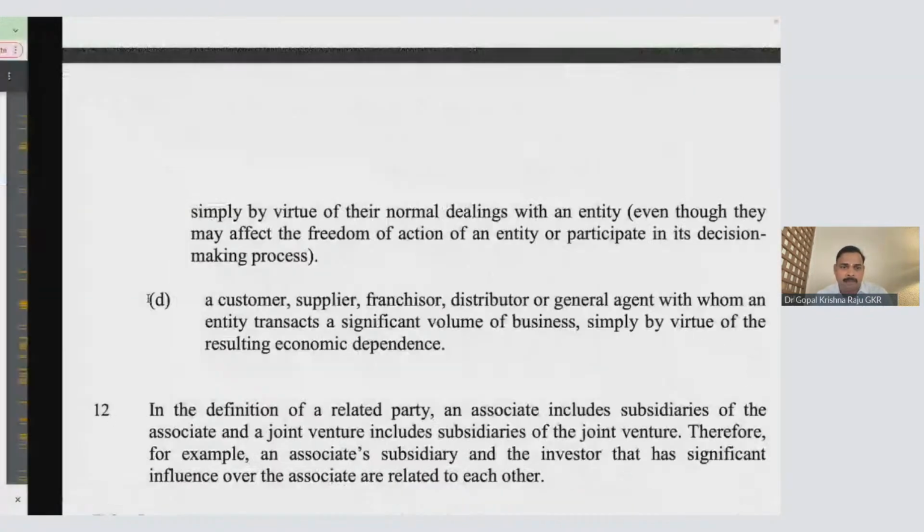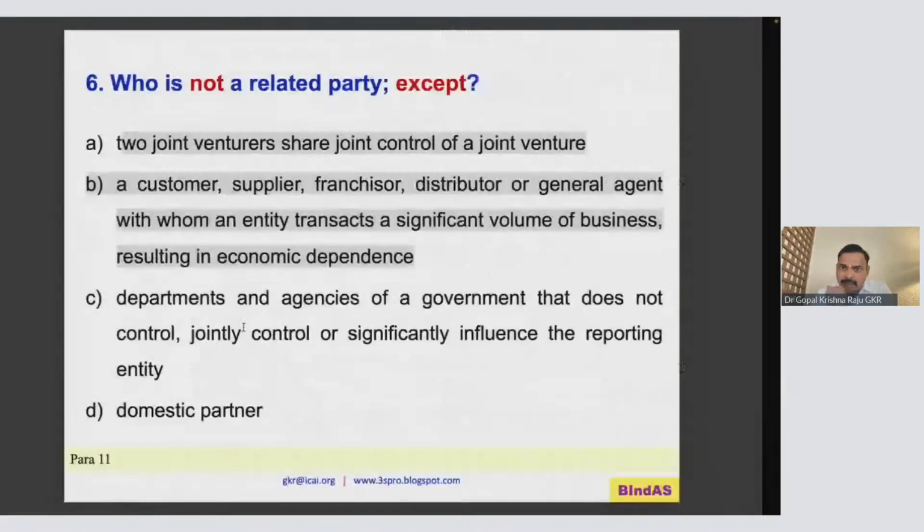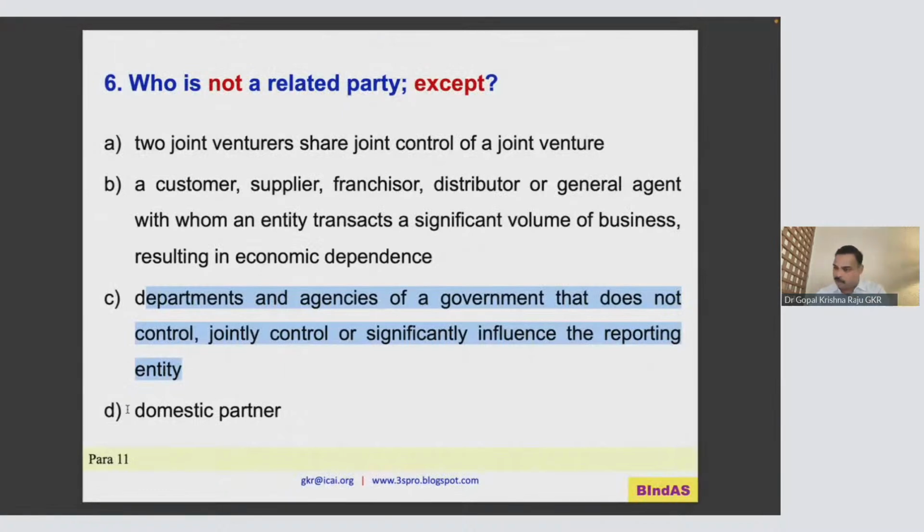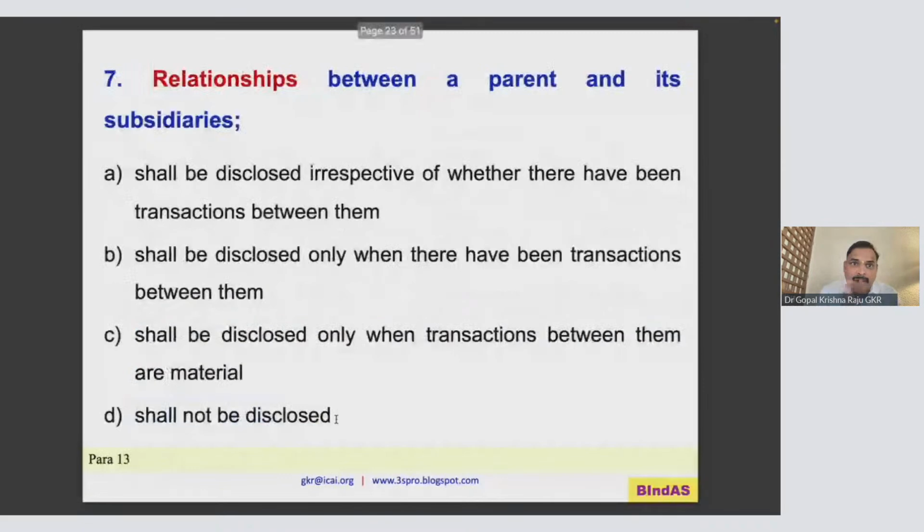We have departments or agencies of government. So you have to pay taxes to them. Does that mean they're related party to you? No, but domestic partners are related party. Okay, 6D. Good. Now come to next question.